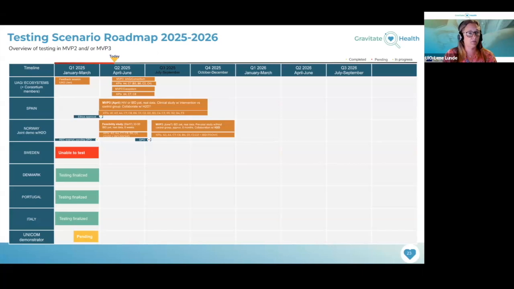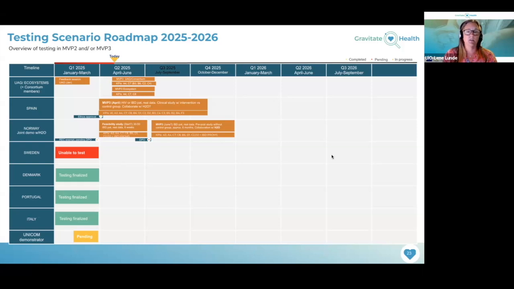And as you can see, we have already had interactions with the user advisory group this year, and we are right about to launch the MVP3 testing with user advisory group, ecosystems, and the consortium. This is a fictional test with the fictional user data. And you can also see that the Spanish and Norwegian scenario is going forward with testing.